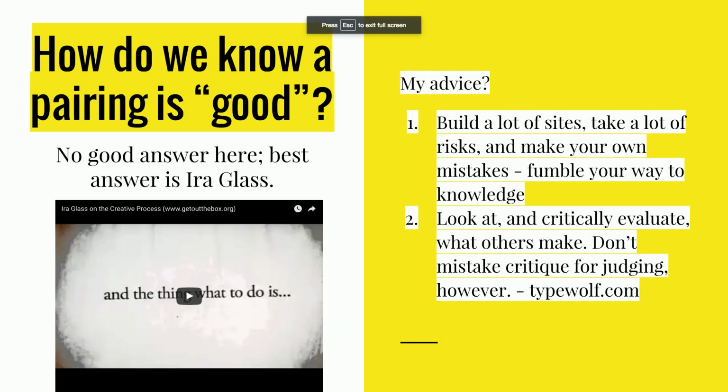And then, how do we know a pairing is good? This question came up when I presented this before. There's no good answer. Really, your designer's intuition comes into it, and the only way to get that is a lot of experience in finding out what works and what doesn't work. So my suggestion is to go watch this video on Ira Glass on the creative process. Basically, he says you start with good taste, and then you figure out why it is that you have good taste later as you keep doing this stuff. And you just got to keep working through it. And that's my advice too, because Ira Glass is a lot more famous and better at his job than I am at mine. So build a lot of sites, take a lot of risks, make your own mistakes, fumble your way to knowledge.